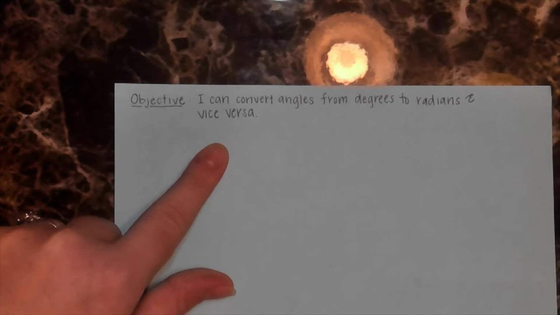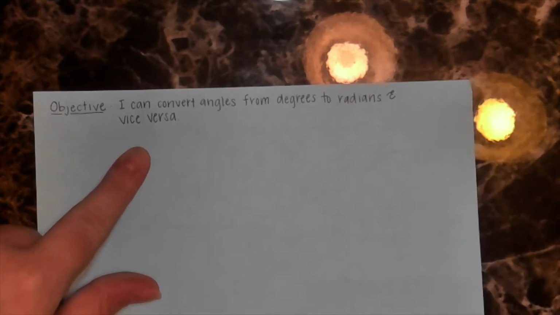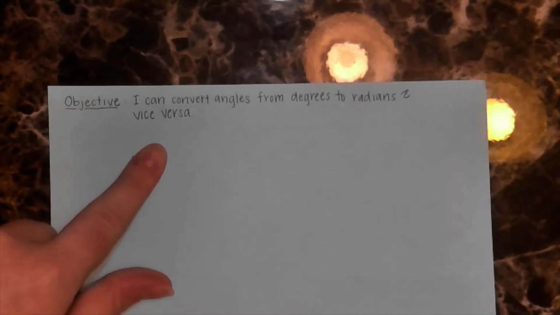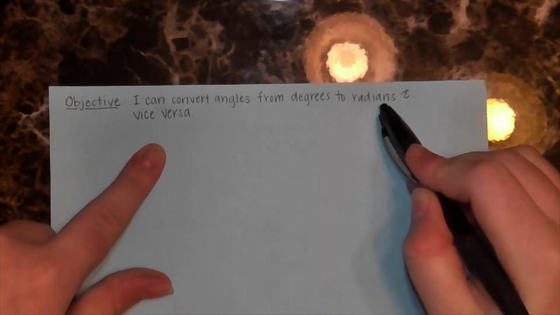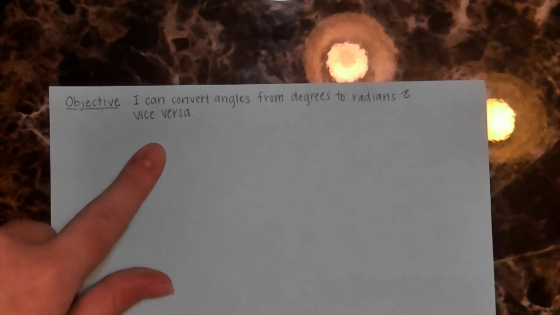Hi everyone. So today, if you look at our objective, we are going to talk about converting angles from degrees to radians and vice versa. So that just means we can work in both directions. We can convert from degrees to radians and we can convert from radians to degrees. So we can work both ways.